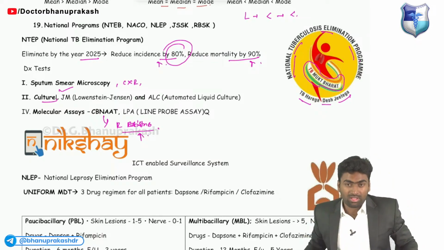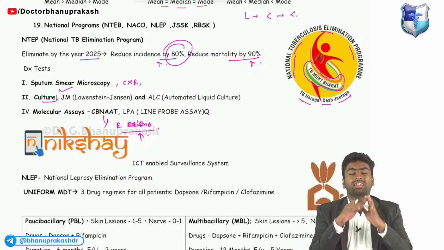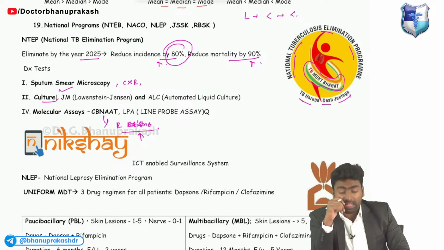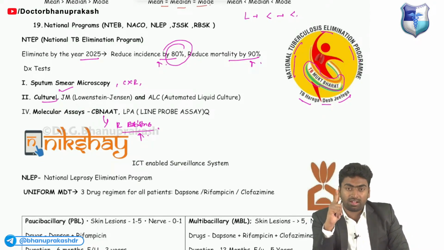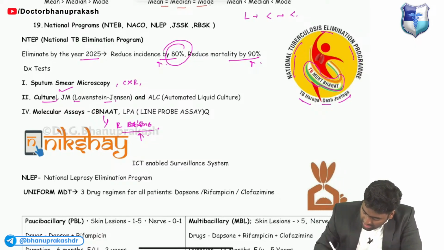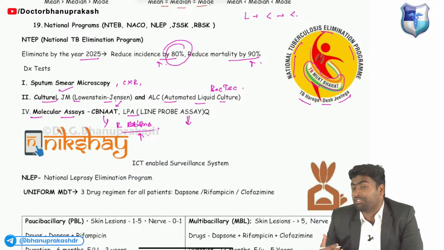It will take more time. So we have new generations of media, known as BACTEC media, but in which the time will be more. Initially we'll do CBNAAT and tell whether the bacteria is present or not. Then we'll go for resistance testing. About the culture, we'll use LJ media and automated liquid culture like BACTEC media. And for molecular analysis, we'll use CBNAAT, which is a PCR, and then we'll use the line probe assay for resistance testing of other drugs.